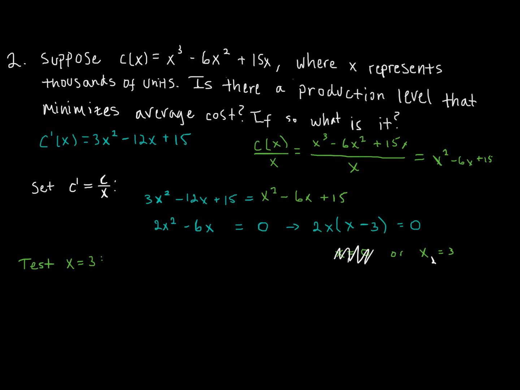So either way, we've got to take the first derivative of this function. Again, that's why it was so helpful to divide by X beforehand. It doesn't make it impossible if you don't, but it makes it a lot easier if you do. So we'll take the derivative of the average cost.